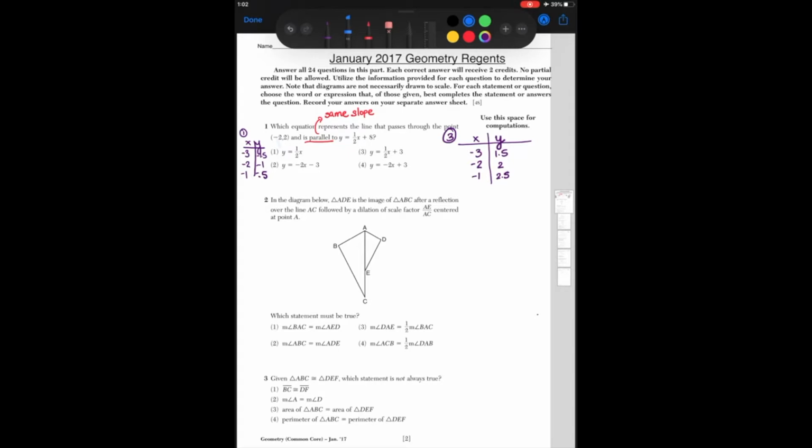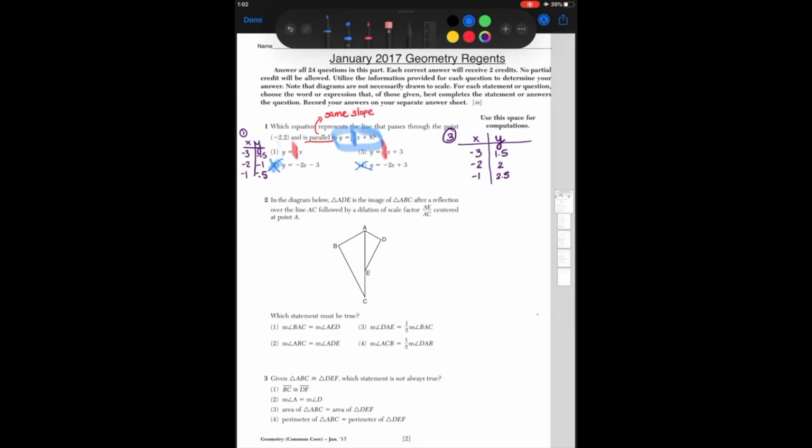So slope is the coefficient of x, which is 1/2. So any line that is parallel to this equation has to have the same slope of 1/2. So let's check out the coefficients of our choices. The coefficient of x for the first one is 1/2, so this could be our answer. Choice 3 is also 1/2. But look at choices 2 and 4. The coefficient of x, or our slope, is not 1/2, so it cannot be these answer choices. So 2 is not your answer and 4 is not.